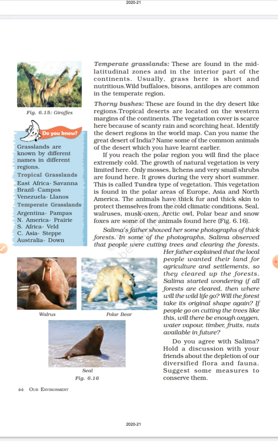Now thorny bushes: these are found in dry, desert-like regions. Tropical deserts are located on the western margin of the continents. The vegetation cover is scarce here because scanty rain and scorching heat identify the desert region in the world map. Can you name the Great Desert of India? This is an activity. You are supposed to search or browse your atlas, or you can use Google Maps to locate this place. Right? Name some of the common animals of the desert which you have learned earlier.